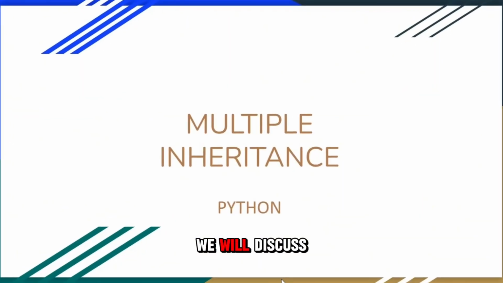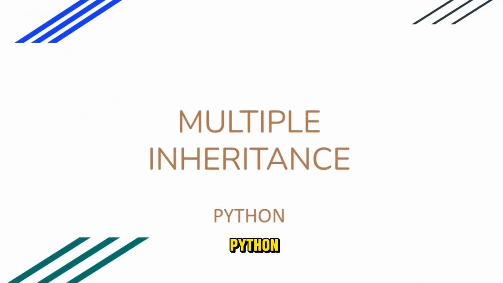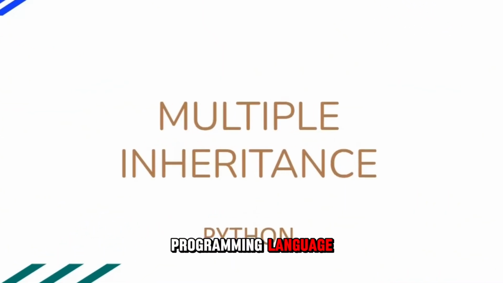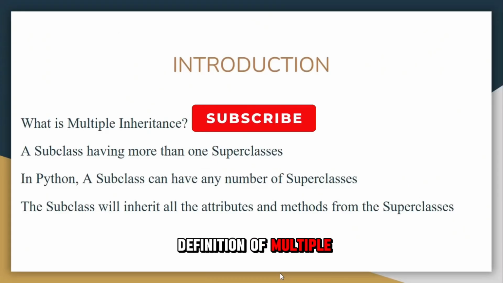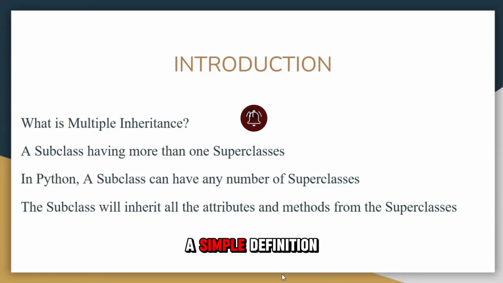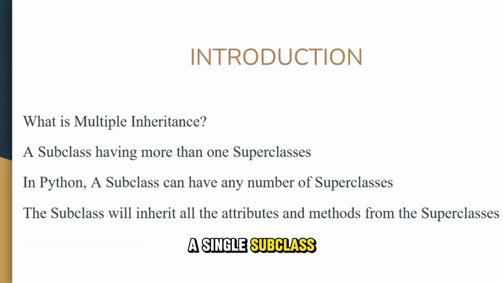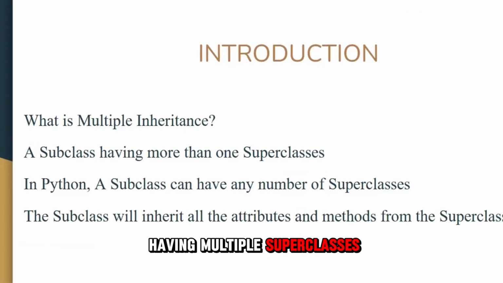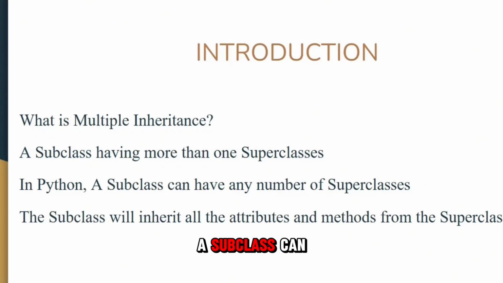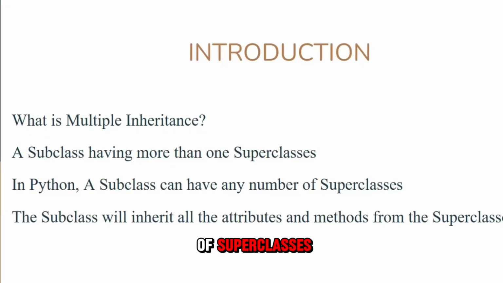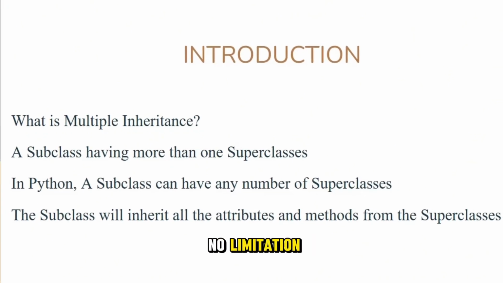In this video, we will discuss multiple inheritance in Python programming language. What is the definition of multiple inheritance? A simple definition of multiple inheritance is a single subclass having multiple superclasses. In Python, a subclass can have any number of superclasses. Physically, there is no limitation.